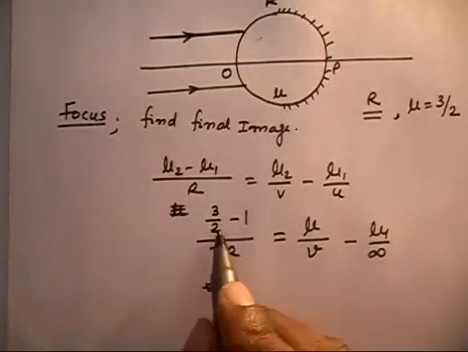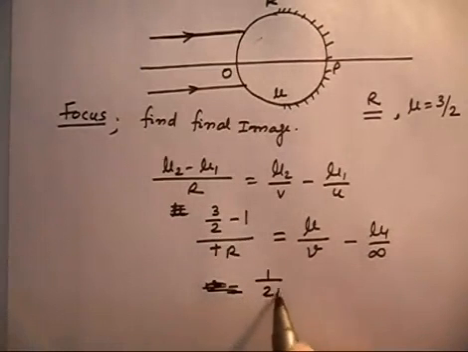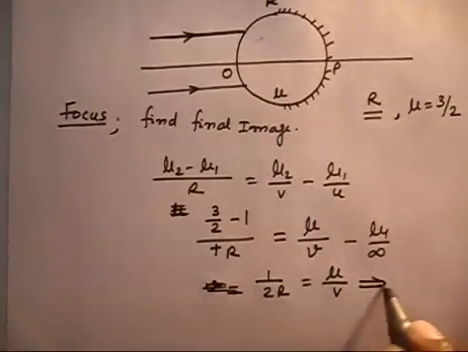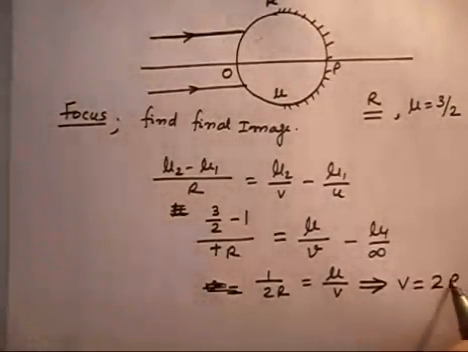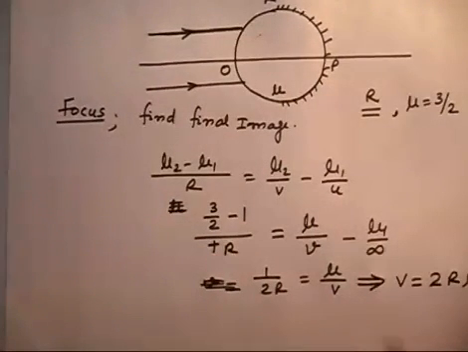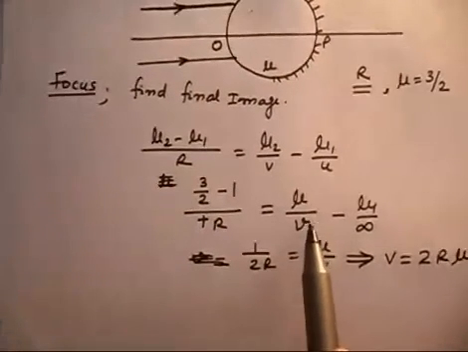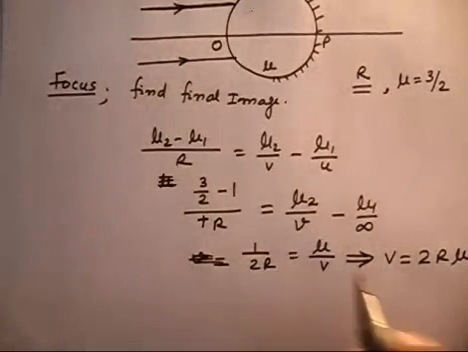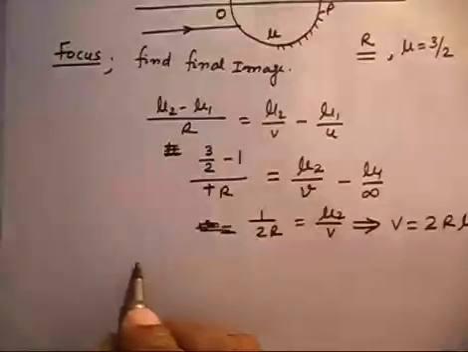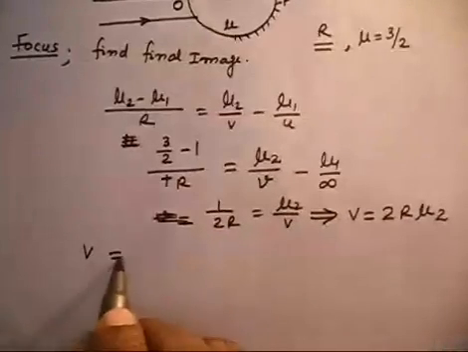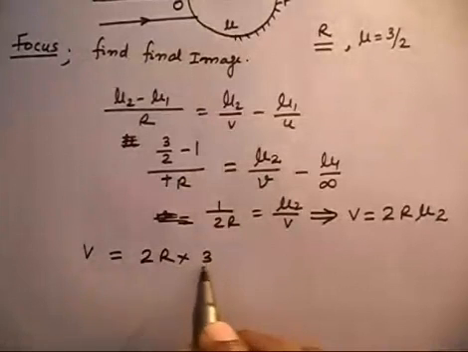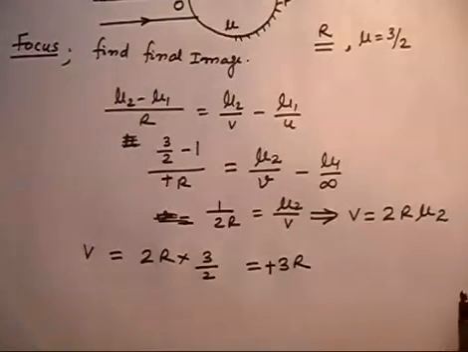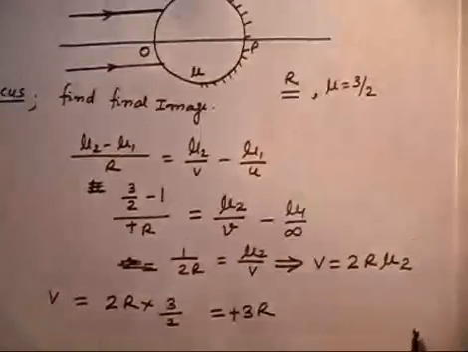So you just solve and then we'll write. This is 3 minus 2, so 1 by 2R is equals to mu by V. So from here I will get V is nothing but 2R times mu2. Mu2 is 3 by 2. I have to plug the value of mu2 here. Are you getting or not? So 2R times 3 by 2 will be 3R, and this is positive. So this means image will be formed this side at a distance of 3R.